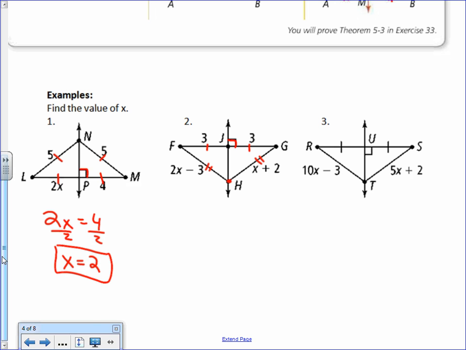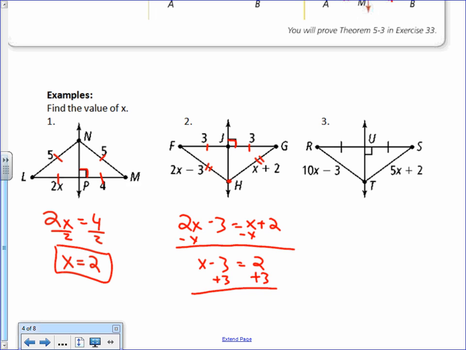So we know that these two sides have to be equal. So we can set them equal. 2x minus 3 equals x plus 2. And when you solve that, you subtract x from both sides, a little algebra here. You get x minus 3 equals 2. You add 3 to both sides. To finish solving it, you get x equals 5.